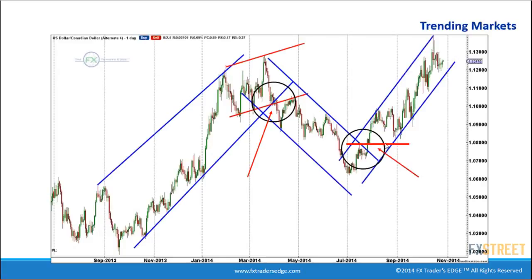So this actually went down. Okay, so this just illustrates a little bit more of drawing your channels and looking for reversals for the market to change direction.